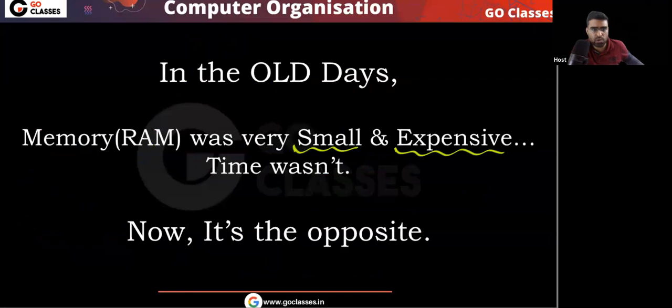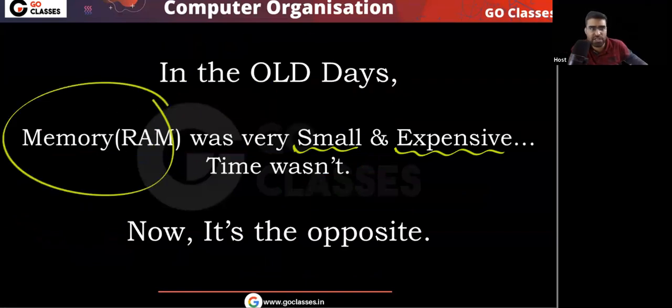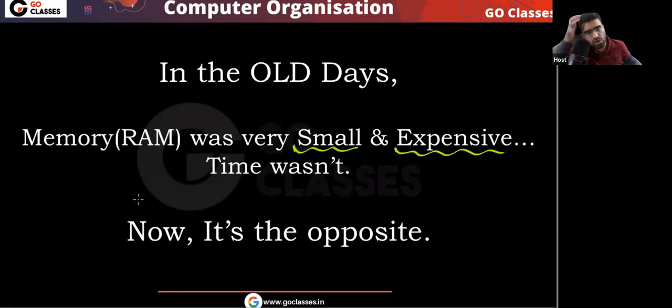Now, as I told you, in the old days memory was very expensive. So what was the priority in the old days? Let me tell you. Memory was very expensive, so the program must be small. If you have only 1 MB memory, let's assume, or maybe 5 MB memory, then your program must be very small. Do you agree with me?